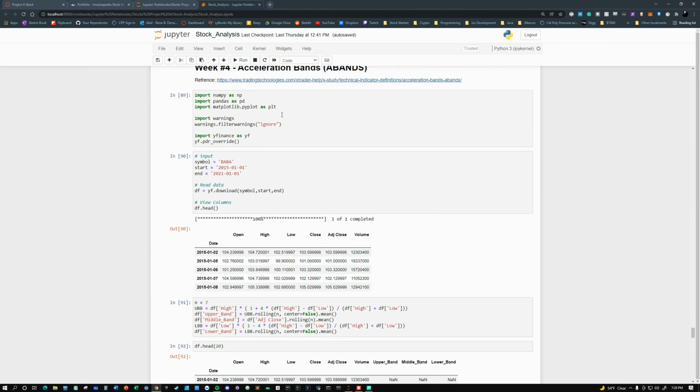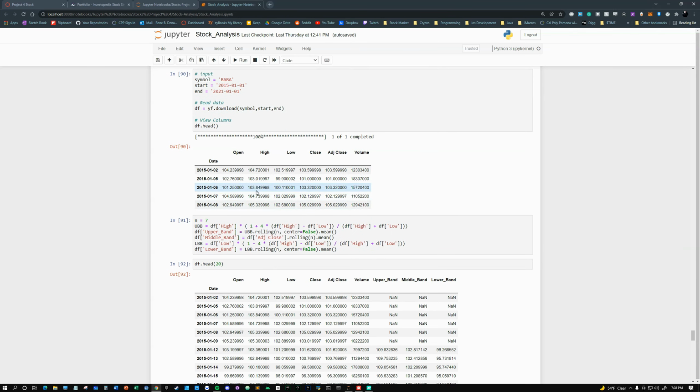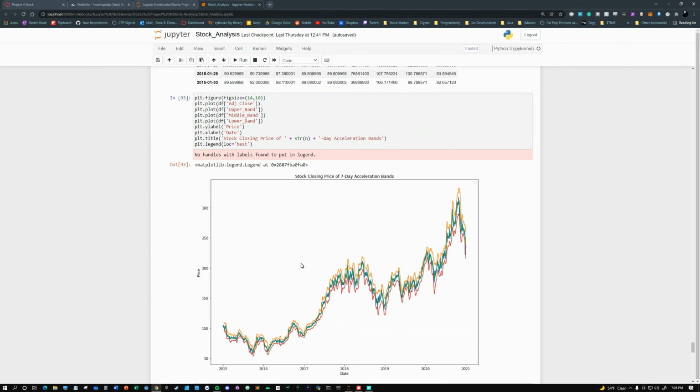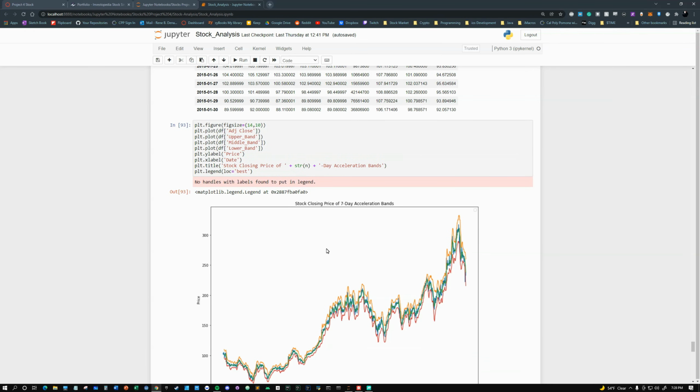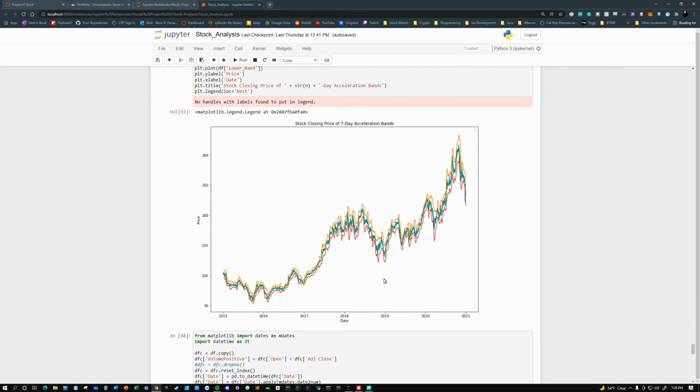Yeah, so in starting, we import the necessary libraries. Here we use the ticker BABA, or Alibaba. And make sure we have the data that we need. Confirm it. There that is. We plot it, and again, this is just bands. So basically, the closer the lower band is to the upper band, that will signal for us to buy the stock.